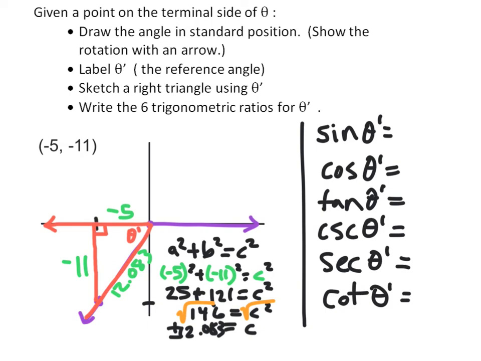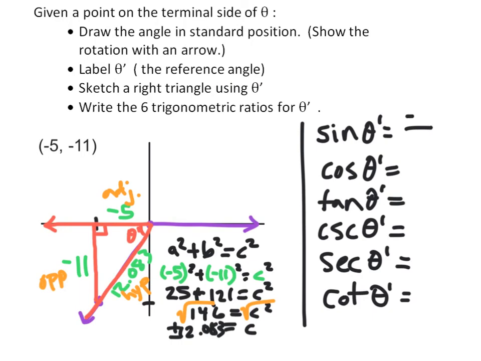Sine is opposite over hypotenuse. So we are using this angle, theta prime, right here, as our angle, our reference angle. That's why we call it a reference angle. We're referencing this angle. So let's label our sides here. We haven't done that yet. So this is the opposite side over here, the 11, because it is opposite that reference angle. We know the hypotenuse is this side because it's across from the right angle, which leaves this to be the adjacent side.